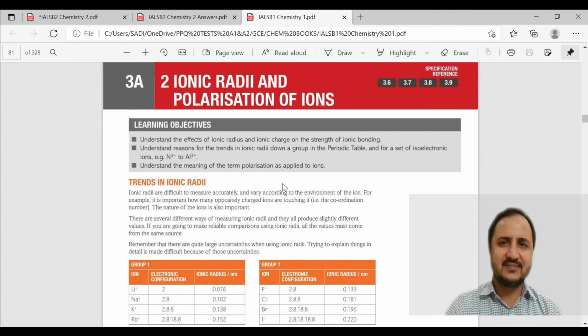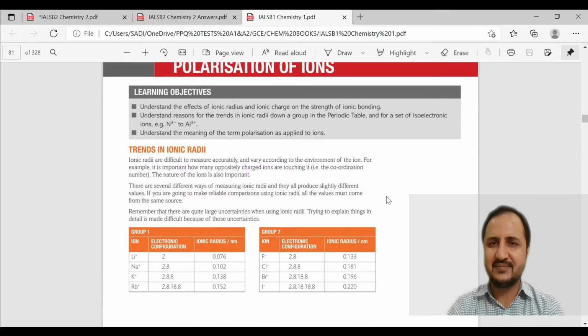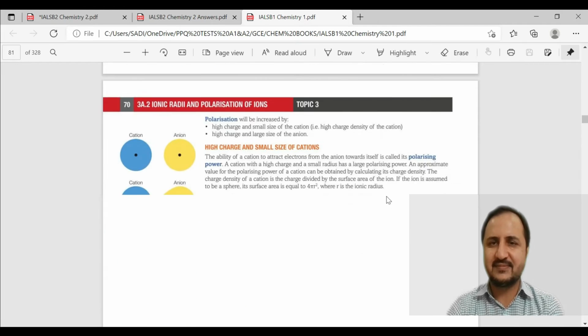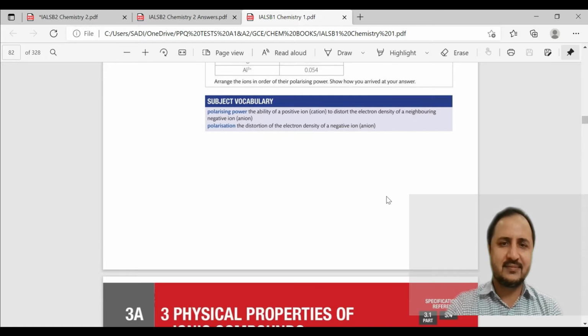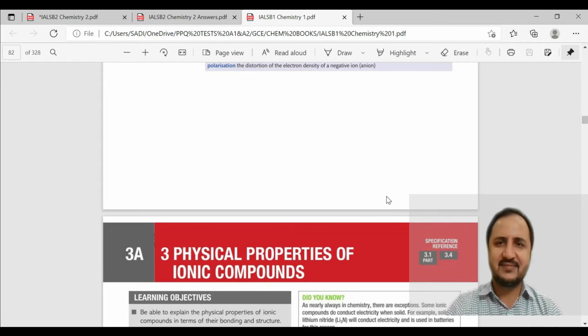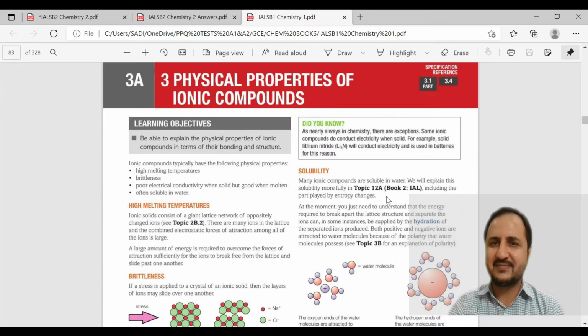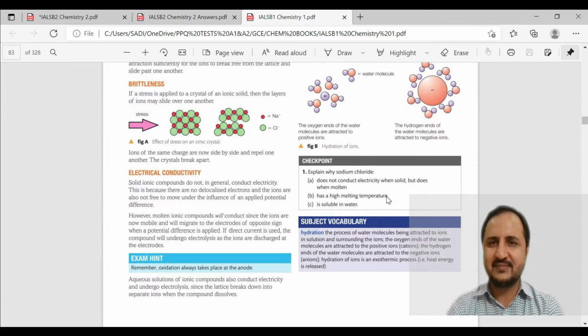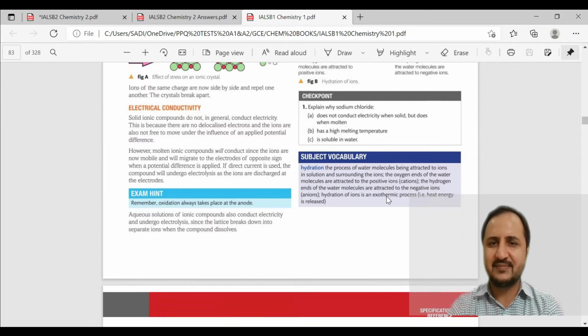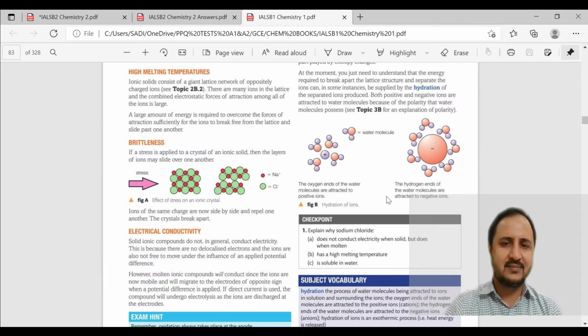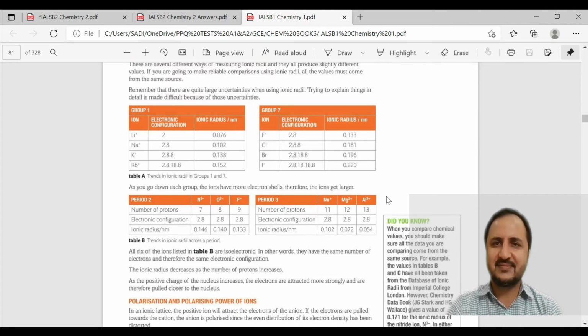Ionic radii and polarization of the ions, we'll talk about this today. Along with this, we'll work on the percentage ionic character, and then some of the properties of the ionic substances. Then we'll definitely move to the covalent bond once again, but these topics are still left, so we are going to work on that.